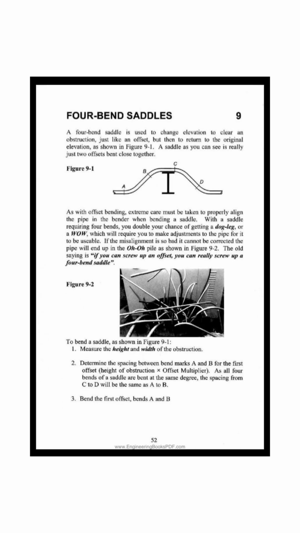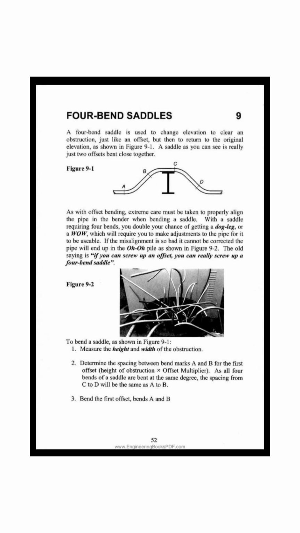4 Bend Saddles. 9. A 4 bend saddle is used to change elevation to clear an obstruction, just like an offset, but then to return to the original elevation, as shown in figure 9-1. A saddle, as you can see, is really just 2 offsets bent close together. As with offset bending, extreme care must be taken to properly align the pipe in the bender when bending a saddle. With a saddle requiring 4 bends, you double your chance of getting a dogleg, or a wow, which will require you to make adjustments to the pipe for it to be usable.